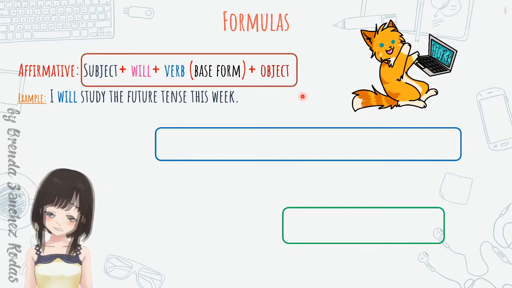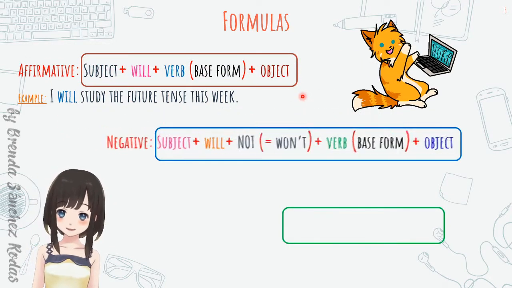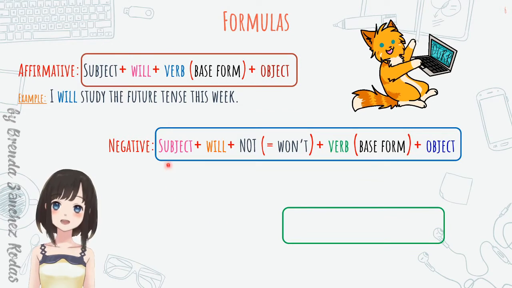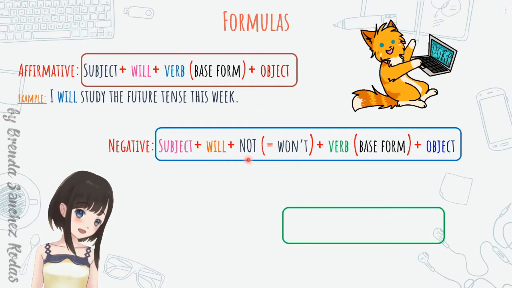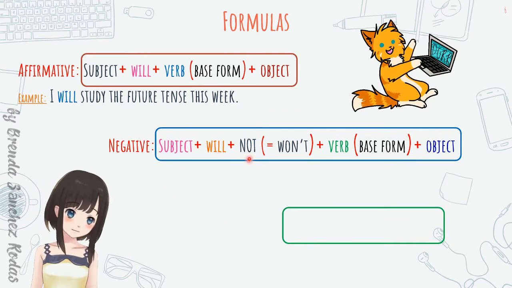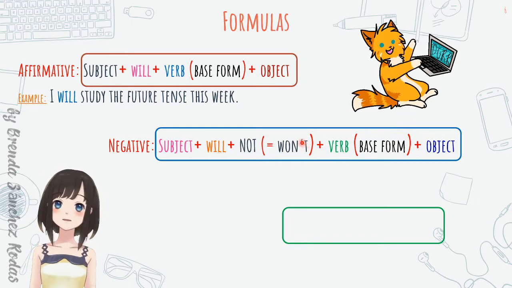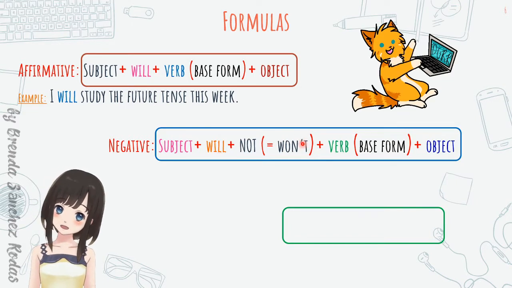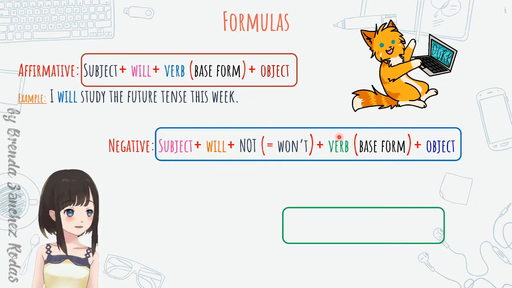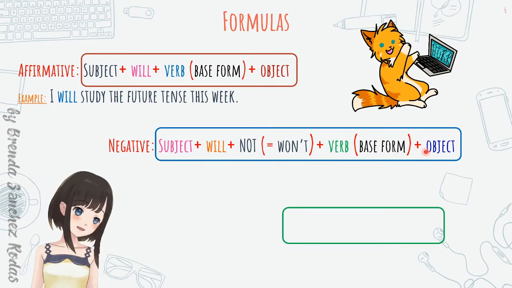Okay, so really easy. Let's go with negative. We use subject plus will plus not. So that's the only difference. And we use the contracted way. The rest is the same. We have the verb in base form, and the object.